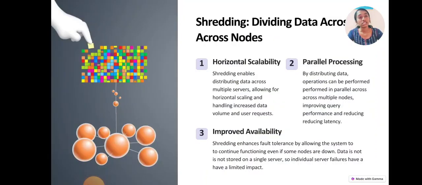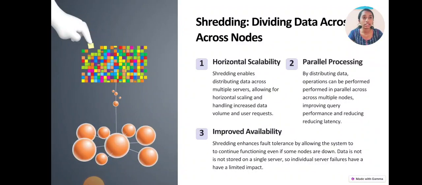The next one is sharding, dividing data across nodes. It contains horizontal scalability, parallel processing, and improved availability. Let us see one by one.